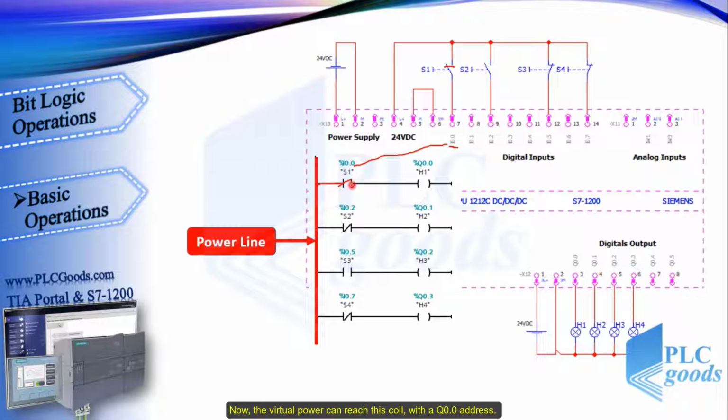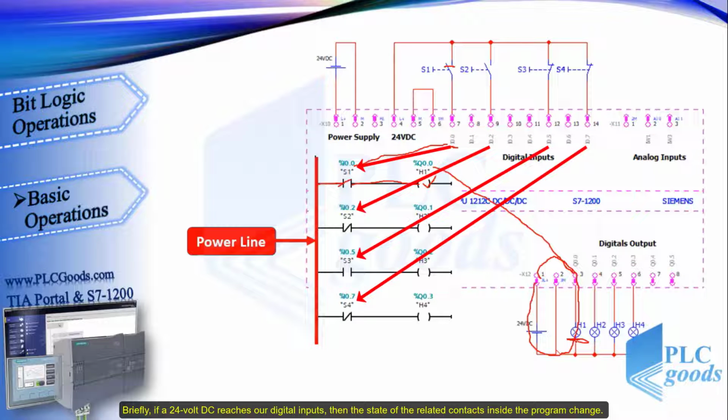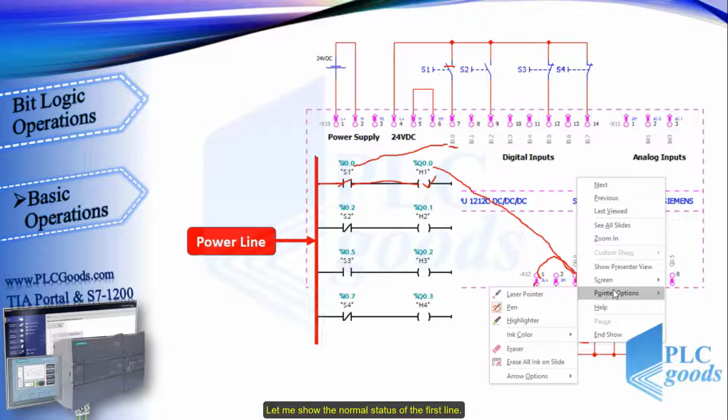Now, the virtual power can reach this coil with a Q0.0 address. This address refers to the first PLC output, so the PLC changes its state and lets the 24-volt DC turn on the H1 lamp. Briefly, if 24-volt DC reaches our digital inputs, then the state of the related contacts inside the program changes. Let me show the normal status of the first line.